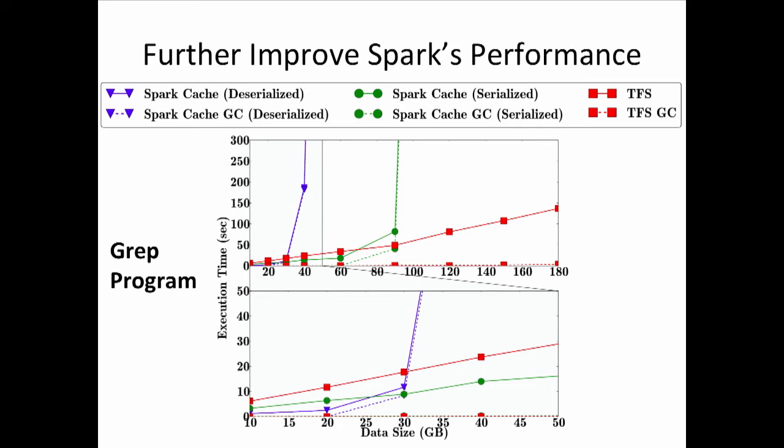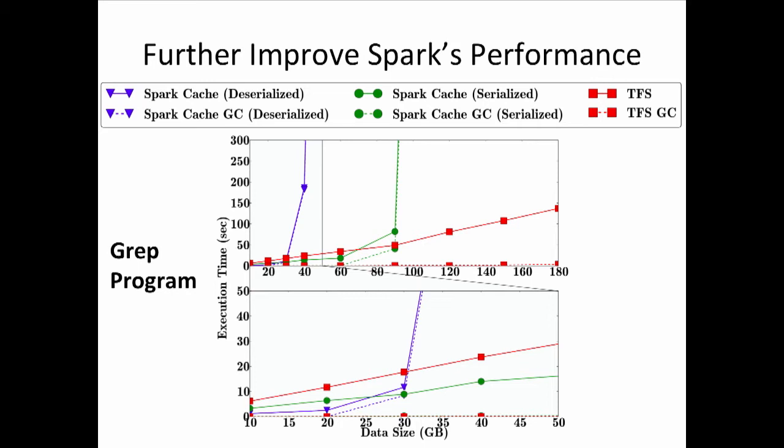And we run this in 3 different modes. The first one is we run Spark Cache and store data in the deserialized format. And then the green line is the Spark Cache in the serialized format. And the last one, TFS, we run it on top of Tachyon.